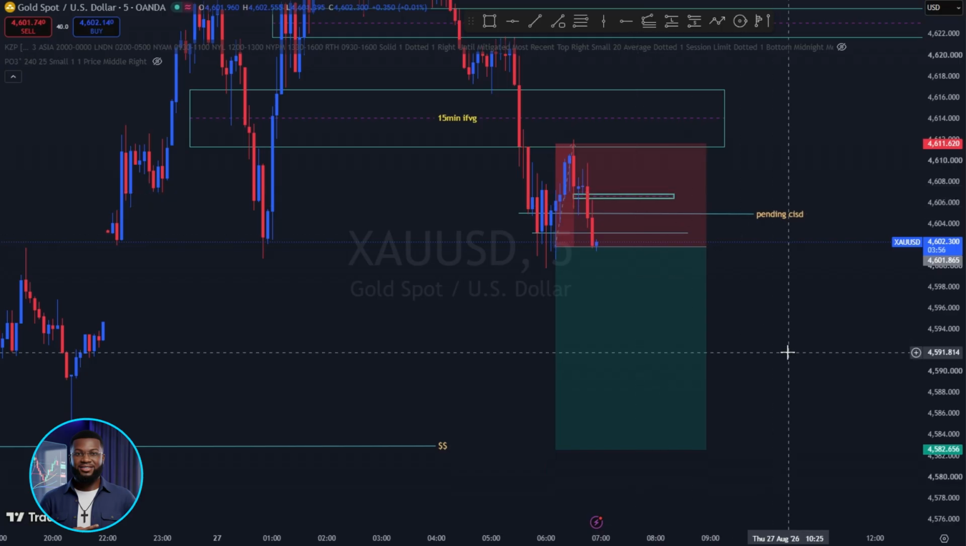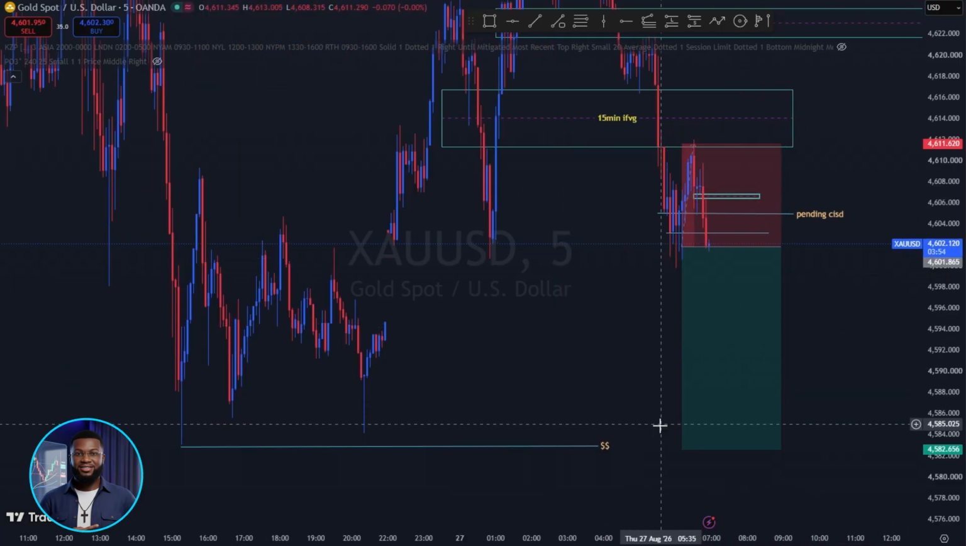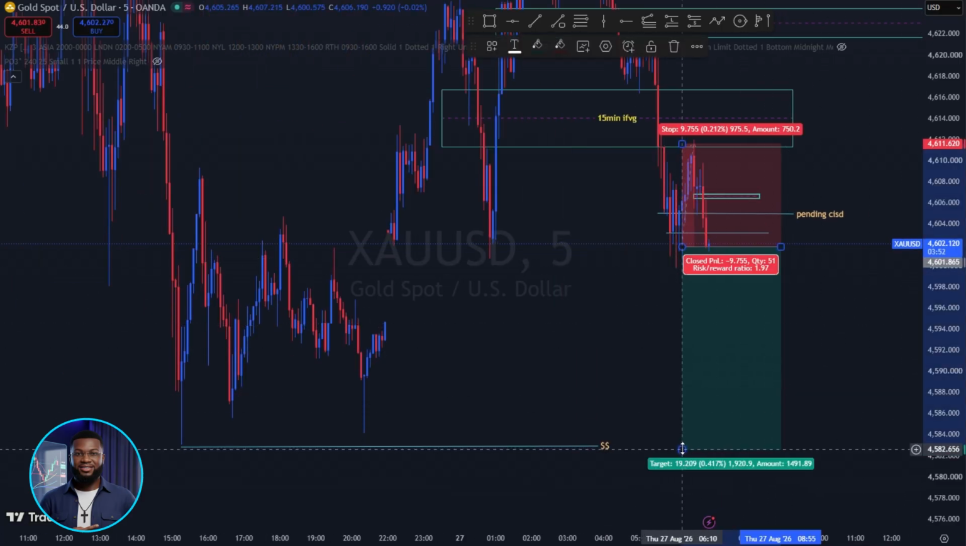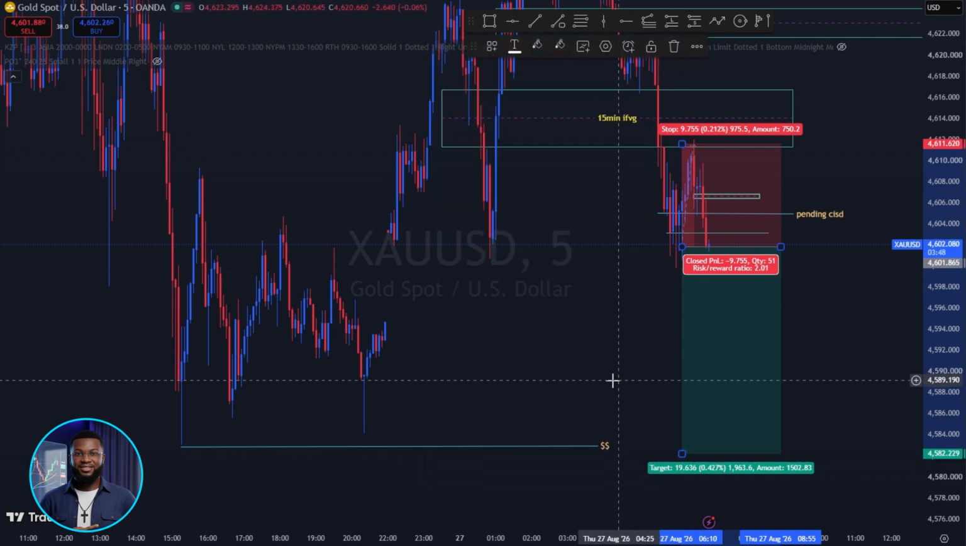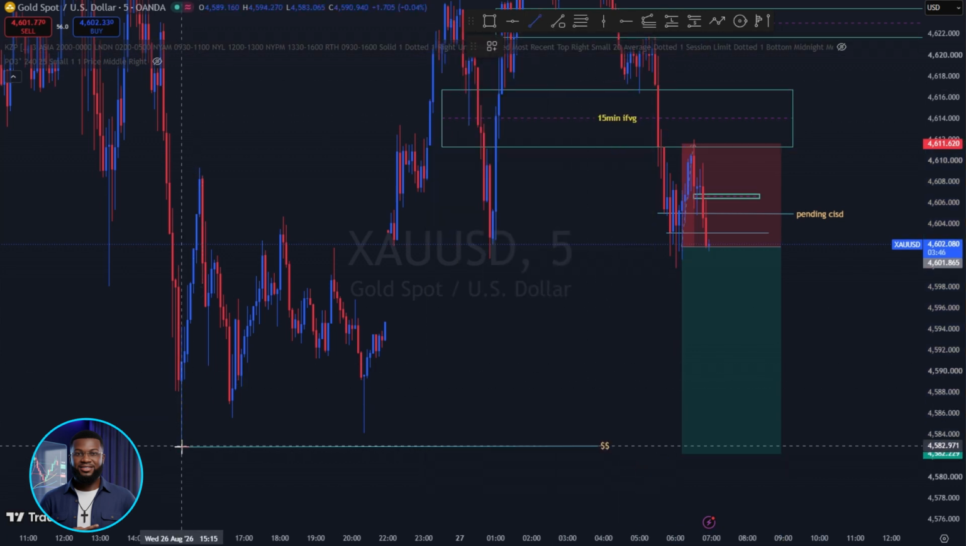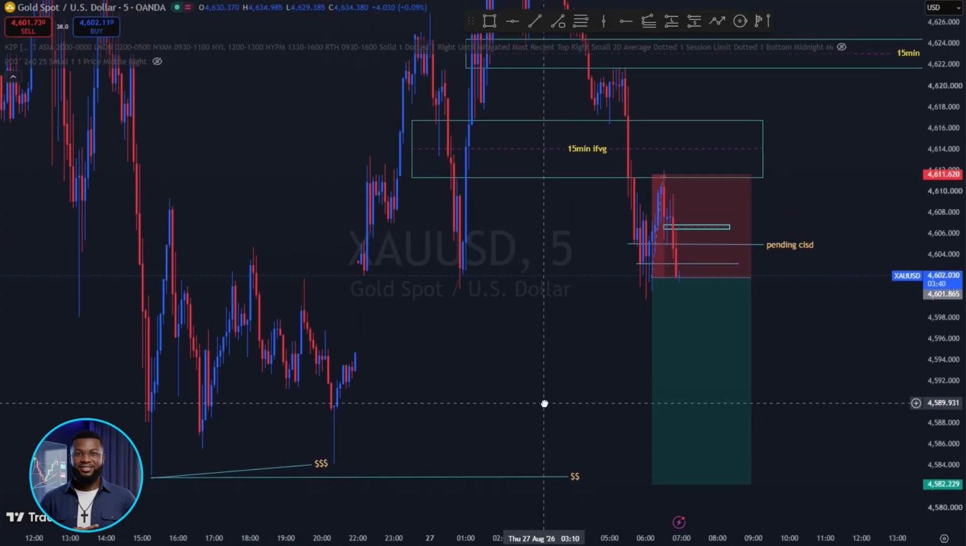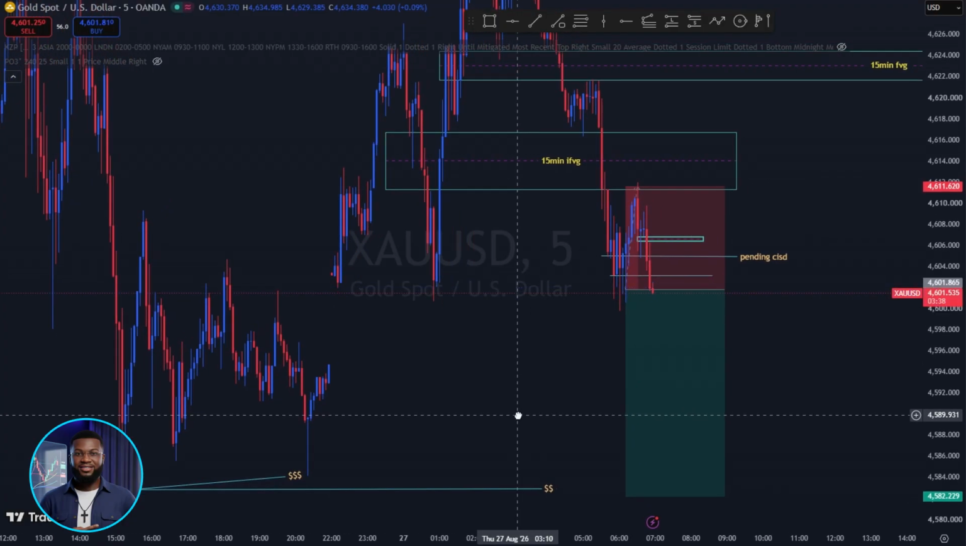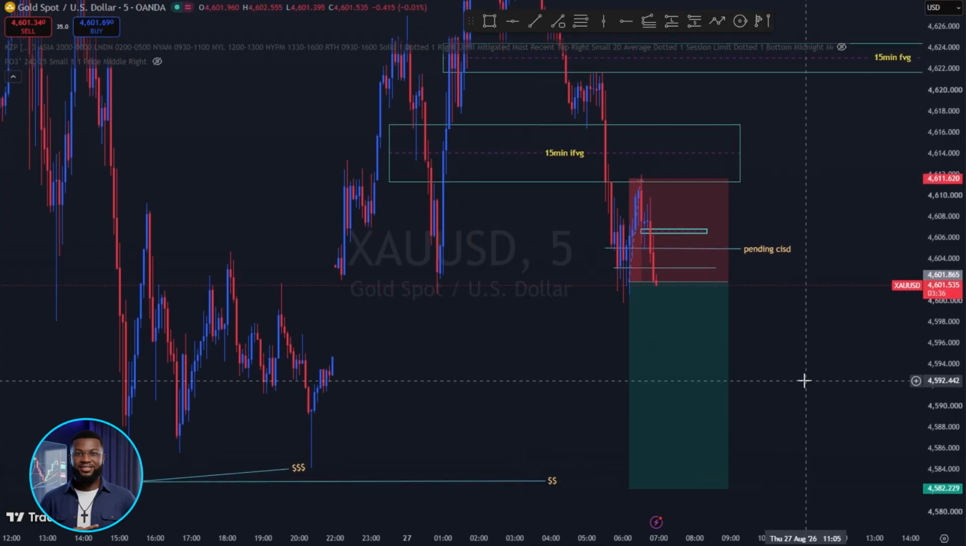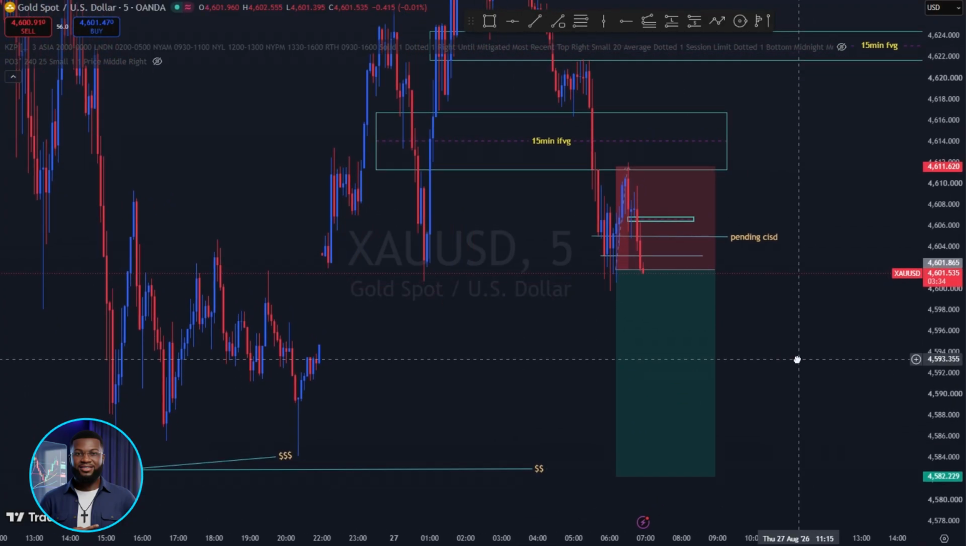So why did I target this level? This 1 is to 2 around this level. I targeted it because you can see right here that we have some sell side liquidity, right? All right. So we've entered in. So right now it's official.